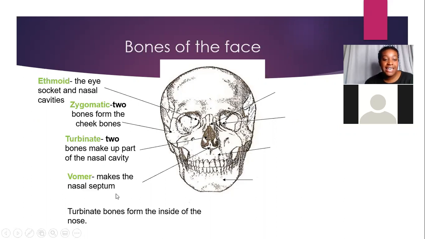So this is the vomer. This makes up the nasal septum. I think I've just given you the answer to the next one as well. So the nasal septum. If you ever see somebody with a septum piercing, it's just the bone right here.